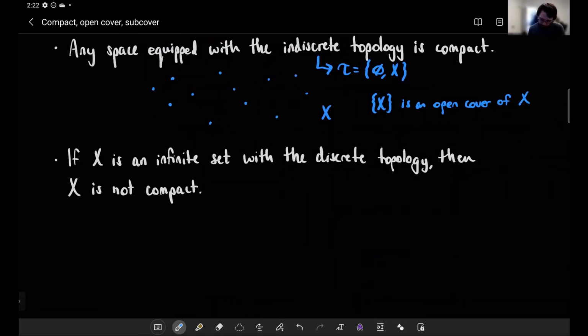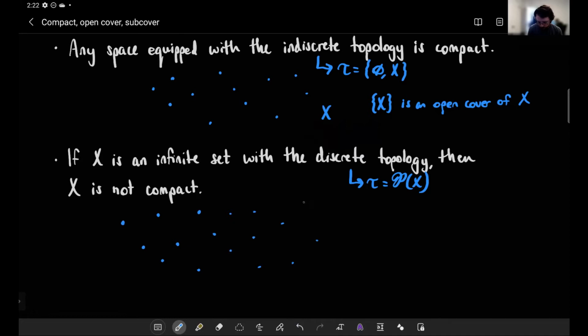Discrete topology then. If everything is open, tau is the power set of X, so every subset is an open set. And just to make things nice, let's suppose X has infinitely many elements in it. Then X cannot be compact. Why is that? Well, again, I can't draw infinitely many points. Just use your imagination.